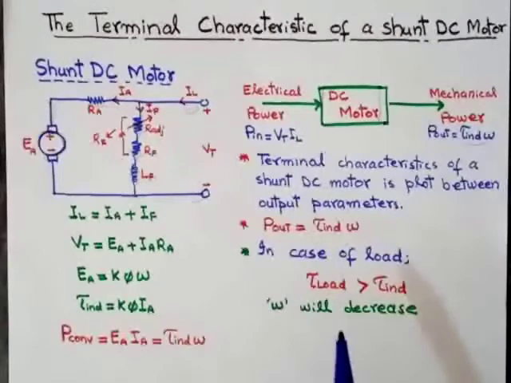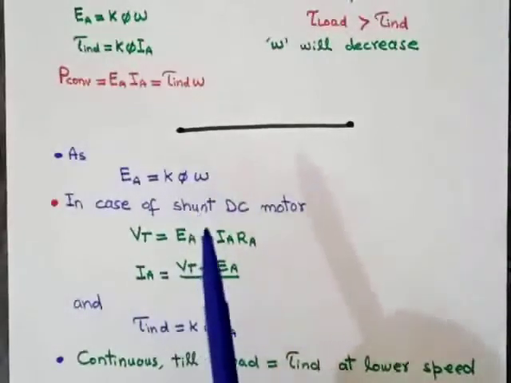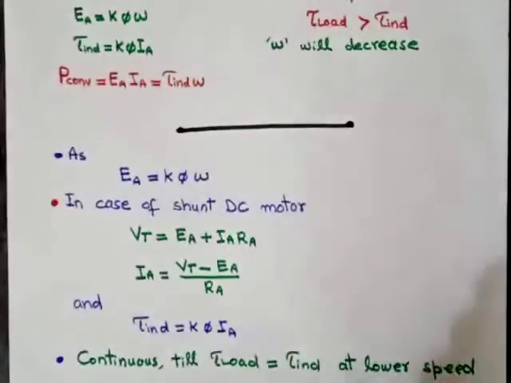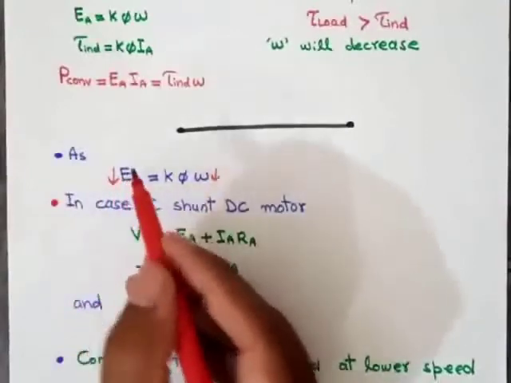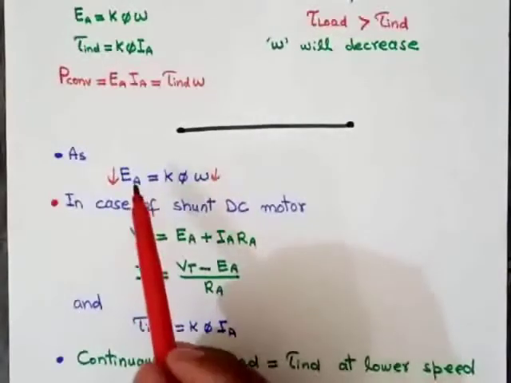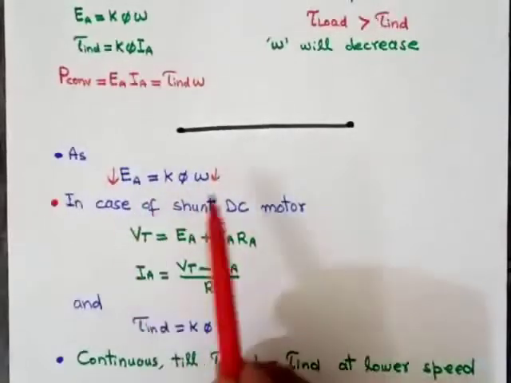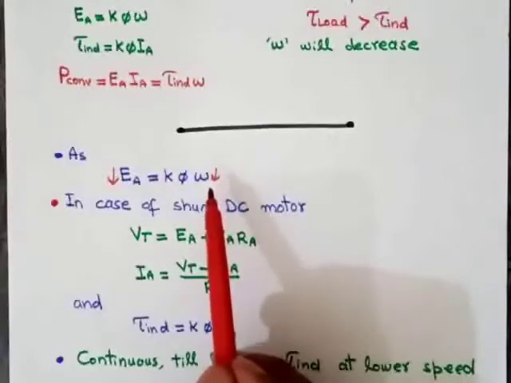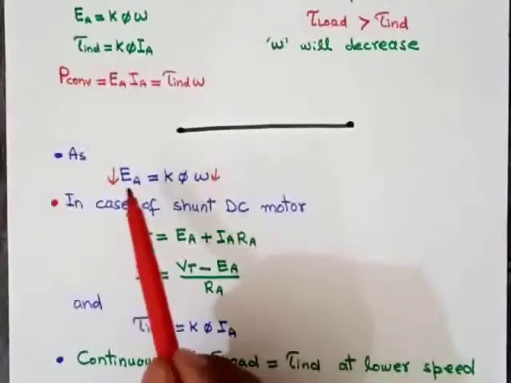Now the question is, what happens when the speed decreases? As we know, EA is equal to K phi into omega. When the speed decreases, the internal generated voltage will decrease as well. In case of a motor, this internal generated voltage is called the back EMF. The relationship between the internal generated voltage and speed is directly proportional. When we load the DC motor, the speed decreases, and the internal generated voltage, or back EMF, will decrease as well.